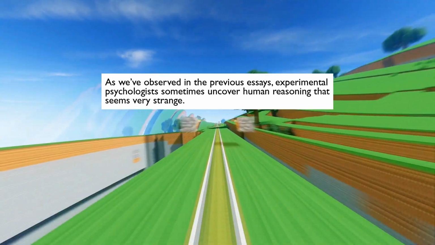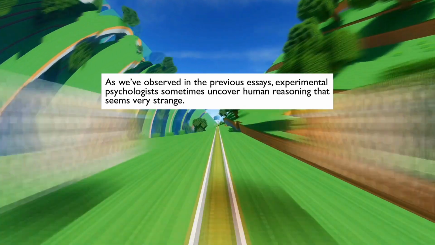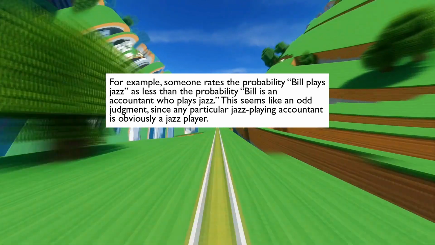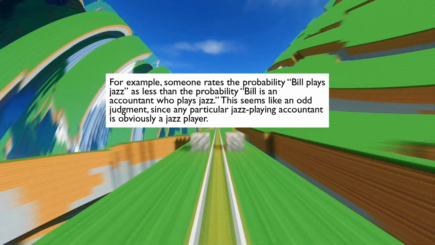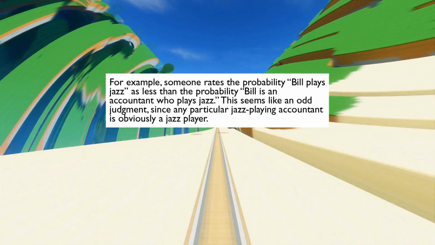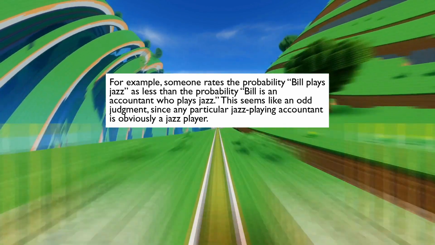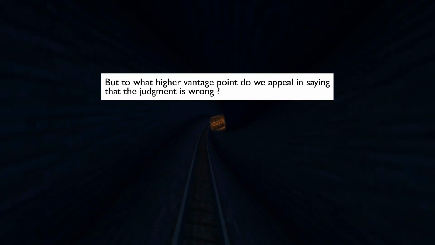As we've observed in the previous essays, experimental psychologists sometimes uncover human reasoning that seems very strange. For example, someone rates the probability Bill plays jazz as less than the probability Bill is an accountant who plays jazz. This seems like an odd judgment, since any particular jazz-playing accountant is obviously a jazz player. But to what higher vantage point do we appeal in saying that the judgment is wrong?